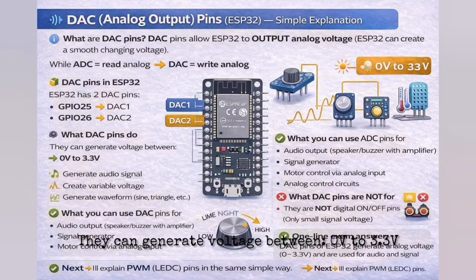What do DAC pins do? They can generate voltage between 0V to 3.3V. Used to generate audio signal, create variable voltage, generate waveform, sine, triangle, etc. What you can use DAC pins for: audio output, speaker or buzzer with amplifier, signal generator, motor control via analog input, analog control circuits. What DAC pins are not for: they're not digital on-off pins. They're not high-power outputs, only small signal voltage.